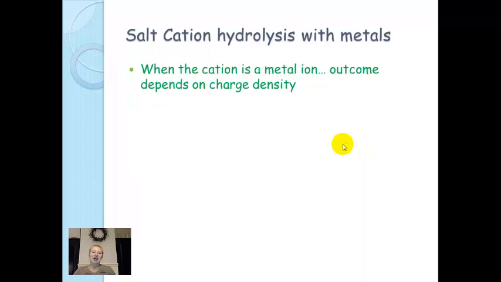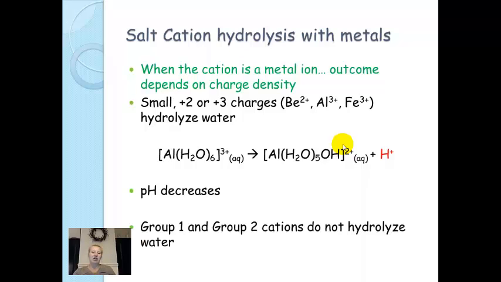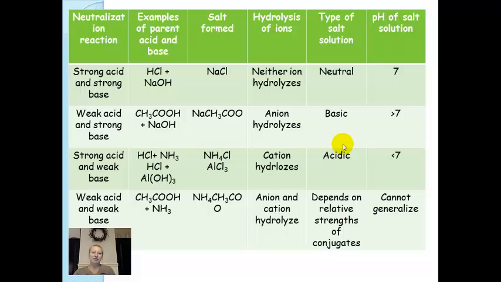And when the cation is a metal ion, your outcome depends on charge density. So if your cation has a +3 or +2 charge, very small things, you're going to hydrolyze water, so your pH will go down. But group 1 and group 2 cations do not hydrolyze water. So anything in group 1 or group 2 will not hydrolyze water.